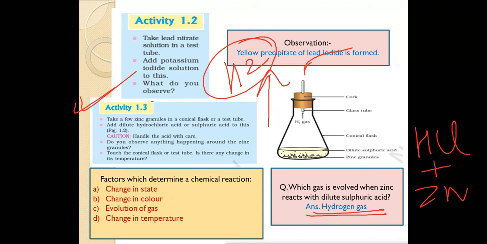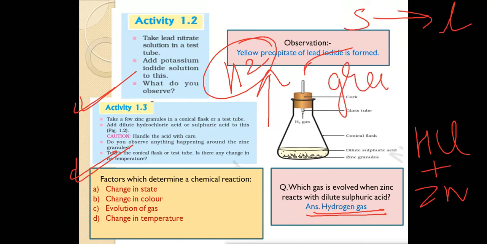Now we will read some factors which determine a chemical reaction. जब भी कोई chemical reaction होता है कुछ changes तो होते ही हैं, तो उन changes के बारे में हम लोग पढ़ेंगे. Okay, so whenever chemical reaction will take place, change in state is observed. If the substance is in solid state, it can be converted into liquid state. So we can say that chemical reaction has taken place. Change in color can be observed. Suppose the initial substance is green in color, but after the reaction the substance changes into red in color. So we can say that color change is also observed.